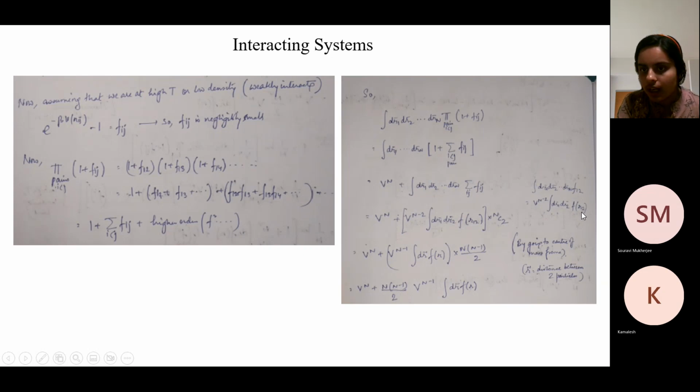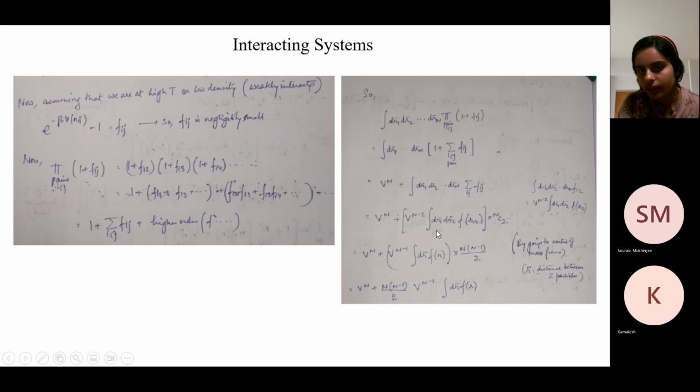Okay. Now, in how many ways can we choose these pairs? We can choose them in NC2 ways. Okay. So in order to consider all the possible pairs, we multiply by the number of combinations, and that is NC2. And this is the integral for one such pair. Now here what we can do is we can go to the center of mass frame, where r is the distance between two particles.